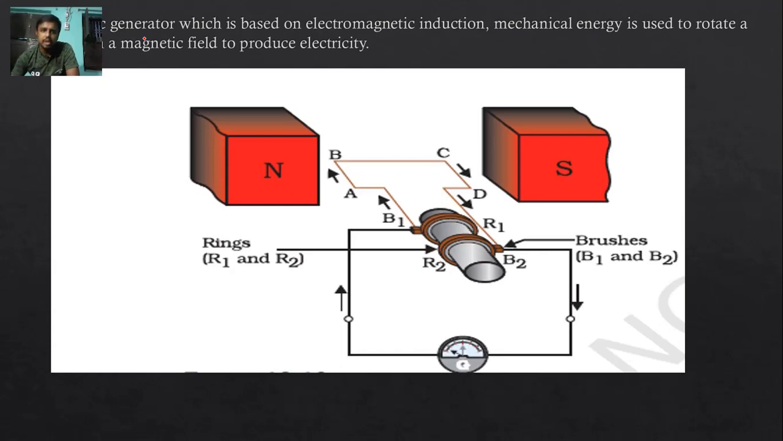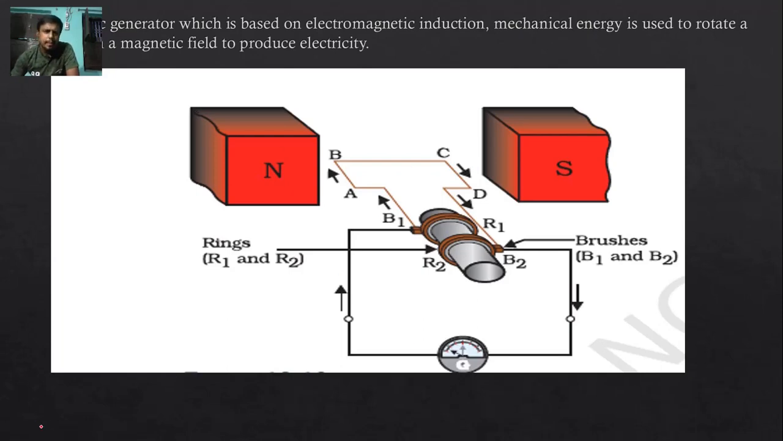An electric generator is based on electromagnetic induction, which means the principle of the electric generator is electromagnetic induction. In this, mechanical energy is used to rotate a conductor in a magnetic field to produce electricity. In this instrument, the conductor is rotated with the help of mechanical energy to produce electricity.